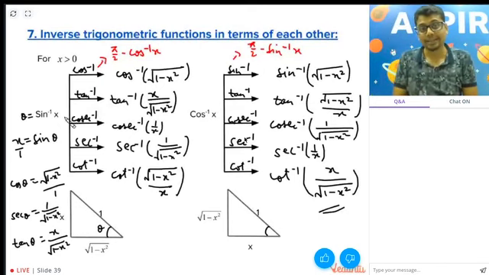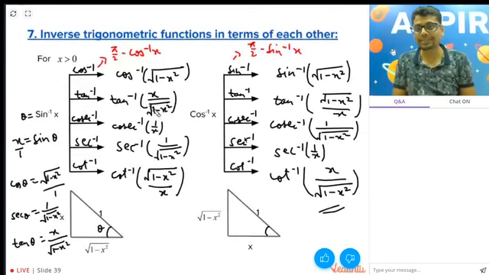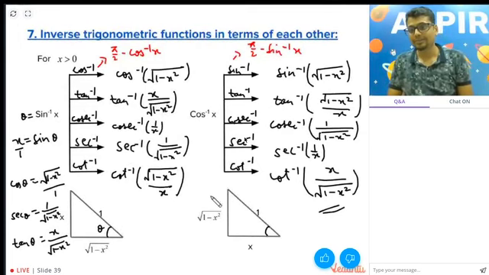Sin inverse x I am seeing as perpendicular and 1 I am seeing as hypotenuse. So sin inverse perpendicular by hypotenuse is tan inverse perpendicular by base. So perpendicular is x, base is under root 1 minus x square. Correct. I hope it is clear.